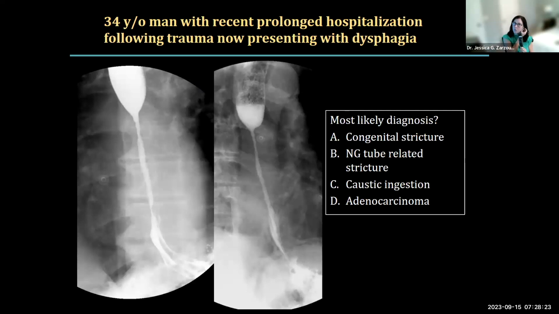Okay, so this is a 34-year-old man who had a prolonged hospitalization following trauma who presented with dysphagia. So in this setting of prolonged hospitalization, patients may have a nasogastric tube in for a long time. When a nasogastric tube is in the esophagus coursing through the gastroesophageal junction, it sets the patient up for chronic gastroesophageal reflux. So in this patient, we see this long segment stricture involving the entire distal esophagus. And this is related to that chronic reflux from nasogastric tube being placed.